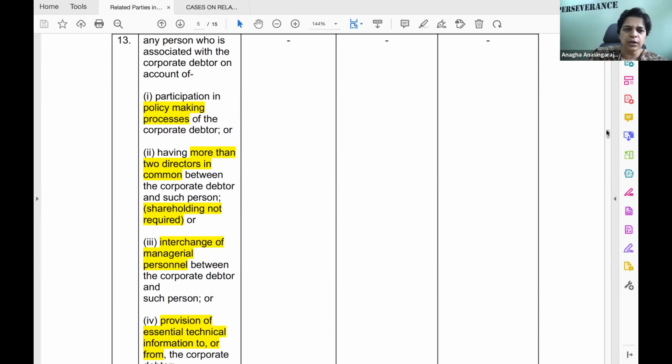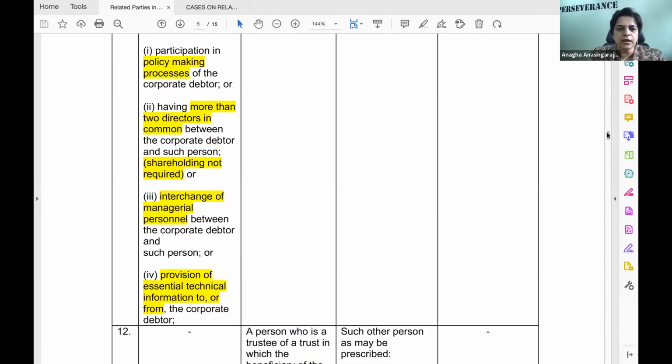Any person having more than 2 directors in common with the CD. So here the question of shareholding does not arise. In the previous 2 points, where we had seen a private company and a public company, one director was common and there had to be a 2% shareholding also. But in this case, we are having more than 2 directors in common. The shareholding is not required. So even though that person is not holding a single share, just by virtue of having more than 2 directors in common, such a person will become a related party to the CD.